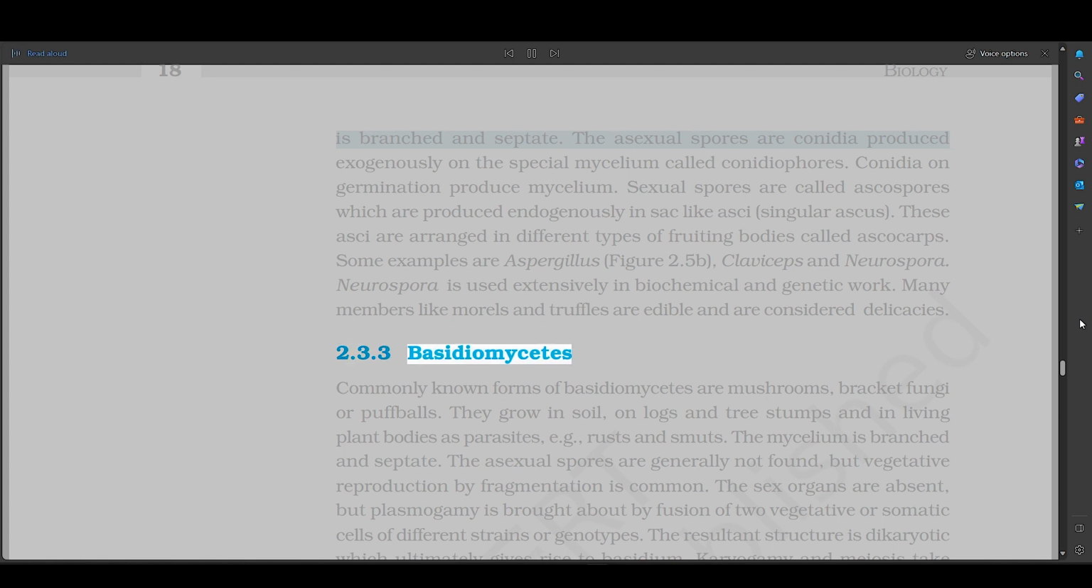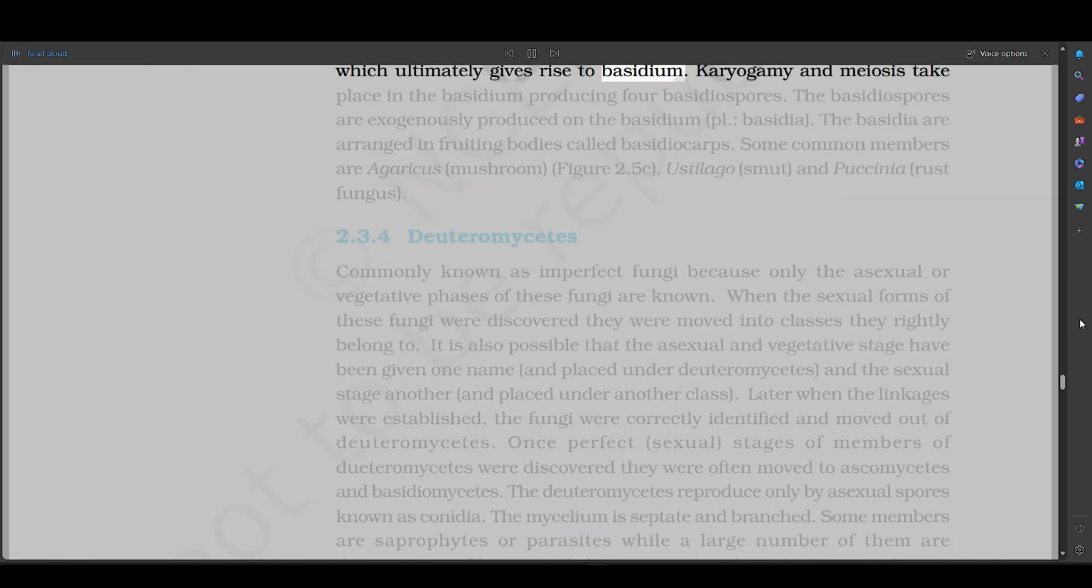2.3.3 Basidiomycetes. Commonly known forms of Basidiomycetes are mushrooms, bracket fungi, or puffballs. They grow in soil, on logs and tree stumps and in living plant bodies as parasites, e.g., rusts and smuts. The mycelium is branched and septate. The asexual spores are generally not found, but vegetative reproduction by fragmentation is common. The sex organs are absent, but plasmogamy is brought about by fusion of two vegetative or somatic cells of different strains or genotypes. The resultant structure is dikaryotic, which ultimately gives rise to basidium.